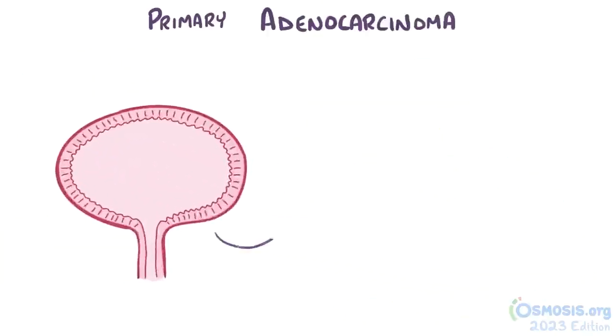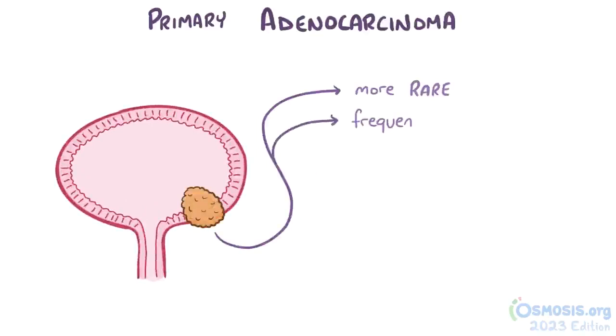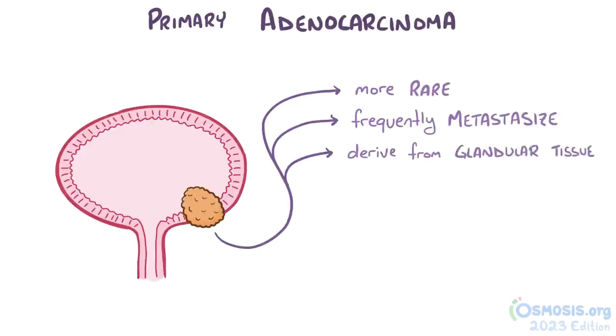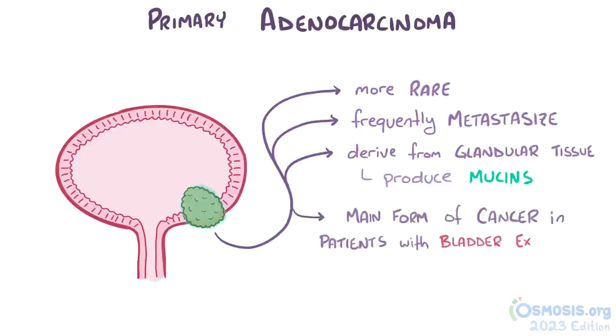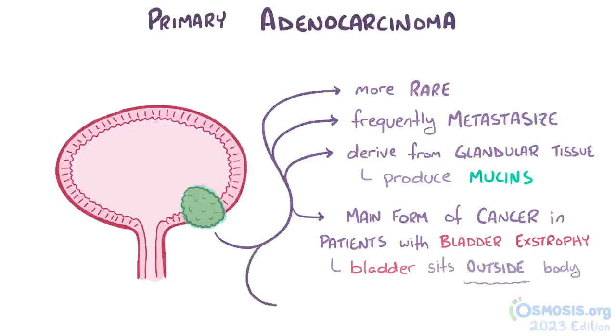Primary adenocarcinomas of the bladder are more rare, but unlike squamous cell carcinomas, they frequently metastasize. These are usually solitary and derived from glandular tissue, so they can often produce a lot of mucin. Adenocarcinomas are the main form of bladder tumors in patients with bladder exstrophy, which is where the bladder protrudes through a birth defect in the abdominal wall and partially or completely sits outside of the body. Adenocarcinomas can also develop in response to schistosoma hematobium infections.